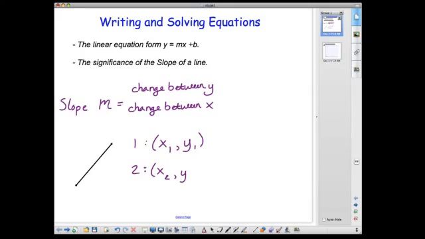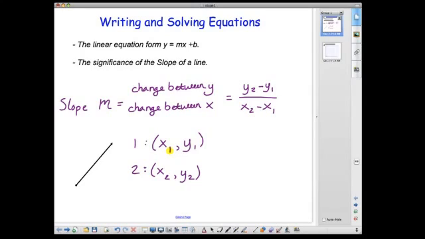Now, I'm just using these subscripts. The subscript is the small number over here. I'm using that to tell the difference between my first coordinate point and my second coordinate point. And that's important because the order in which the coordinate points appear has to be consistent, or you will not find the correct m. So when I say the change in y, what I mean is y2 minus y1 over the change in x, x2 minus x1. And this is the formula for slope.